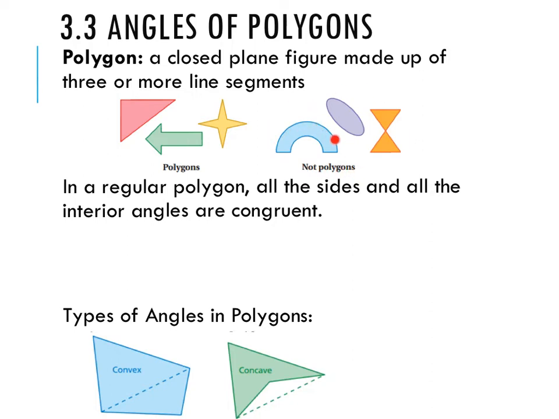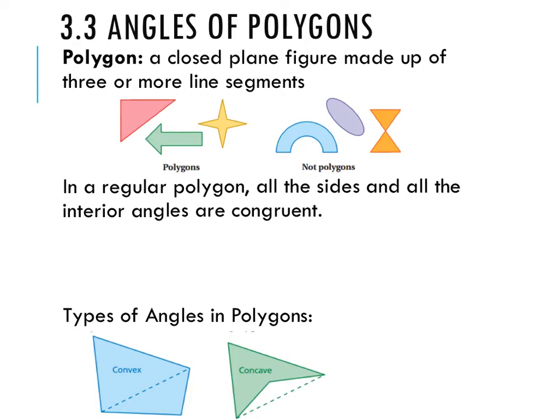So notice the curved edges on the non-polygons, and also the fact that this one intersects or crosses itself. That would not be a polygon because it has that intersection point there. All of these polygons again have 3 or more sides. So here's our triangle, and then these other ones we'll talk about some different names for them as well.